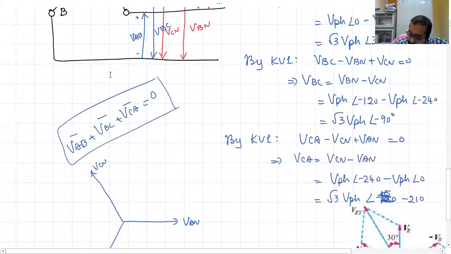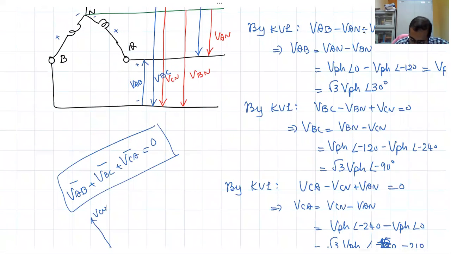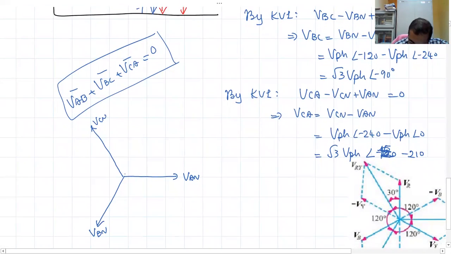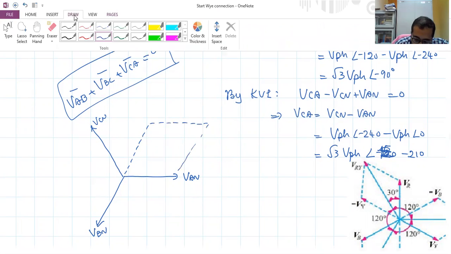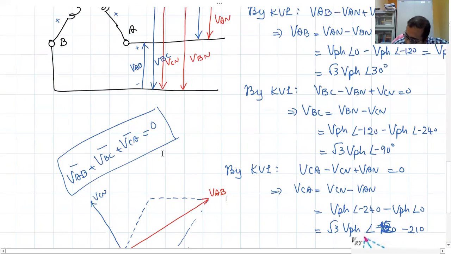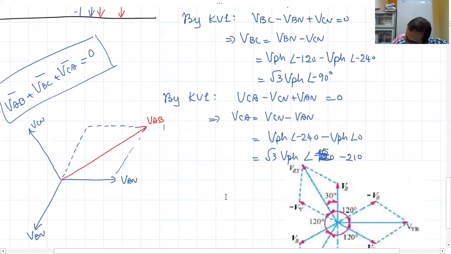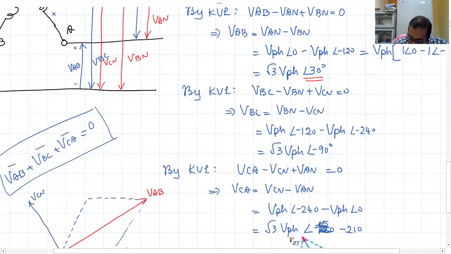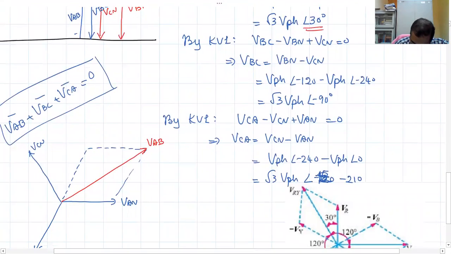So we had seen what VAB is. VAB is VAN minus VBN. This is my VAN and this is negative VBN. Parallelogram law, so this will be VAB. VAN was at reference angle 0 degrees, right? But the line voltage VAB is leading by 30 degrees. So this is 30 degrees.